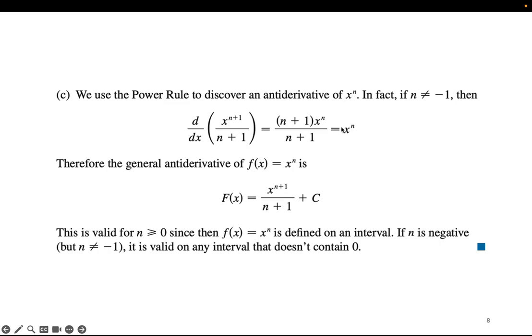And so because of that, the most general antiderivative of x to the n is x to the n plus 1 over n plus 1 plus c. Again, to anti-differentiate the power rule, you add 1 to the exponent and divide by that new exponent, which is the reverse of bringing down the n and subtracting 1. So add 1 to the power, divide by the new exponent, and then add the plus c.